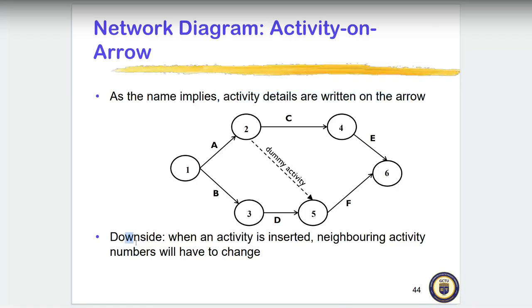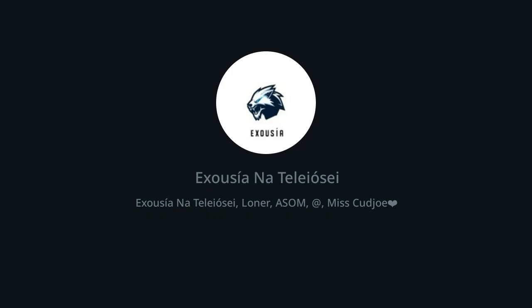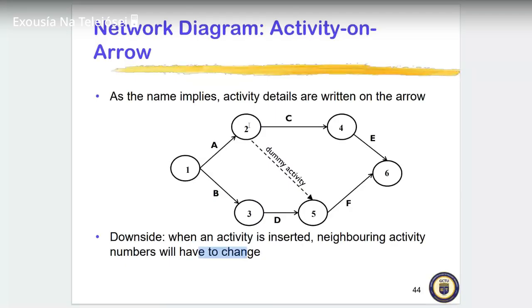Okay, so the downside here says that when an activity is inserted, neighboring activity numbers will have to change. So the moment I place 2 here, the next one that follows has to change. I can't have the same event twice. I can't have event 2 and event 2 as well here. So the activity must change, and then the numbers must also change.